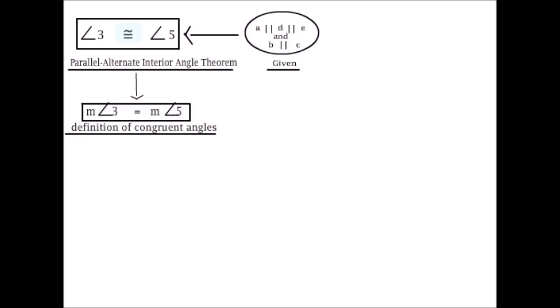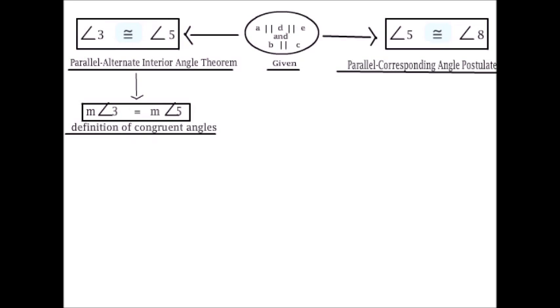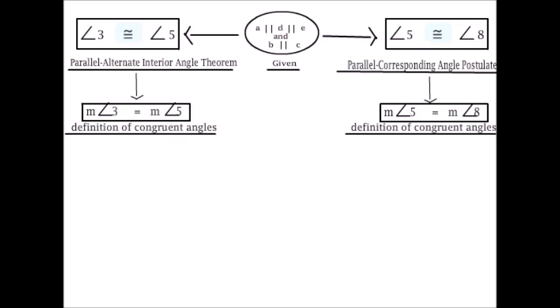Then we write that the measures of angles 3 and 5 are equal because angles 3 and 5 are congruent. Then we write another statement indicating that angles 5 and 8 are congruent. That's because of the parallel corresponding angle postulate. And under that, we explain that the measurements of angles 5 and 8 are equal because angles 5 and 8 are congruent angles.